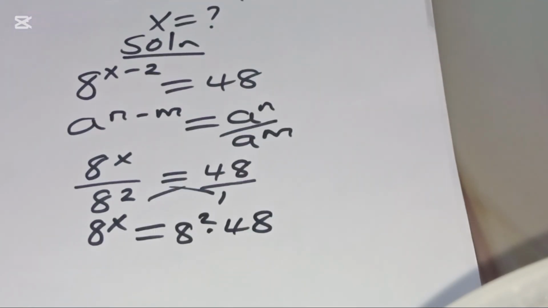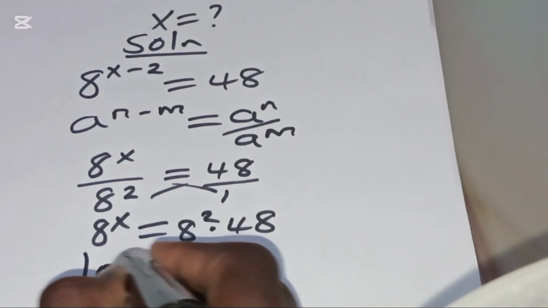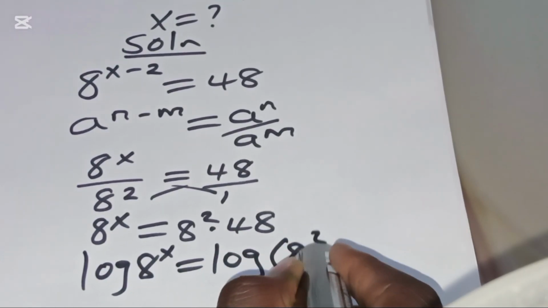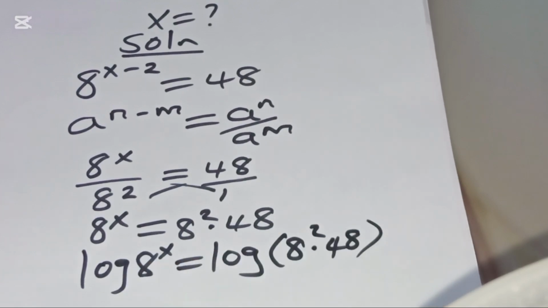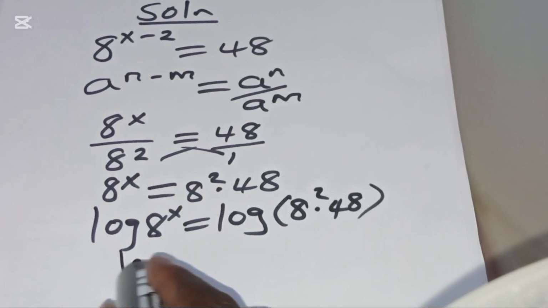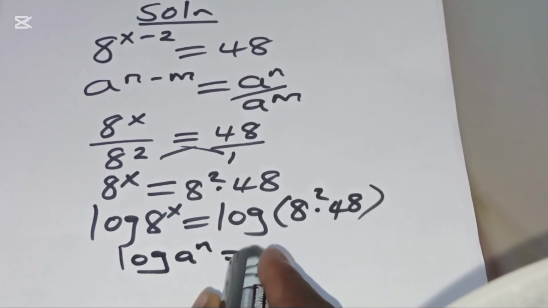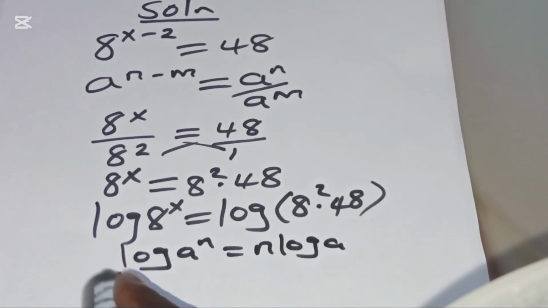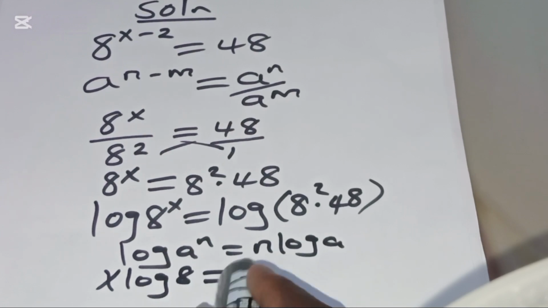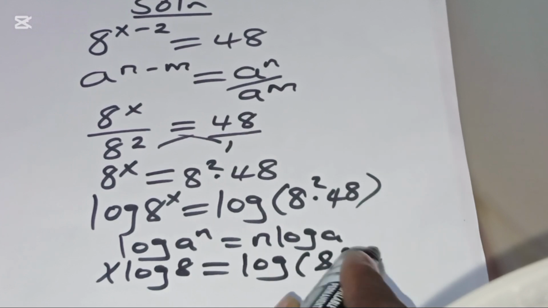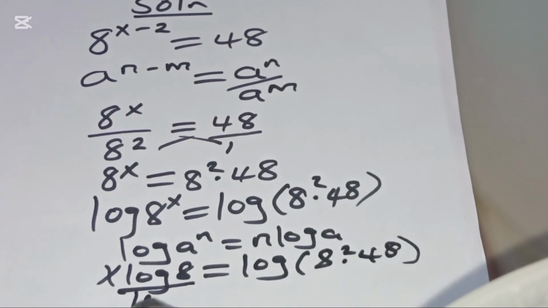So to solve for the value of x, we introduce the natural logarithm on both sides. As follows, we'll have log 8 to the power x equal to log of 8 to the power 2 multiplying by 48. Now log 8 to the power x is in the form of log a to the power n, which you can express as n log a. Applying this power property, log 8 to the power x becomes x log 8, which is equal to log of 8 to the power 2 multiplying by 48. We divide both sides by log 8.